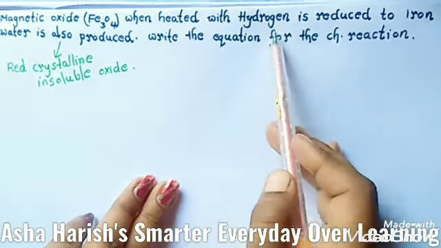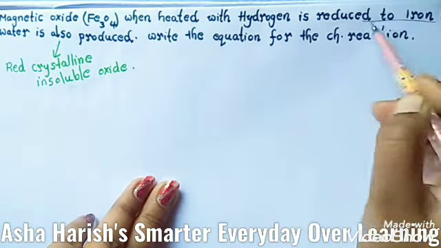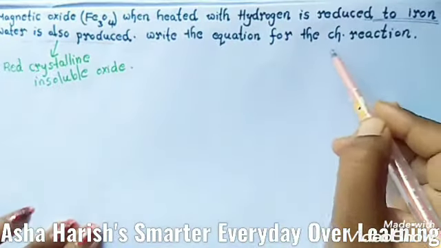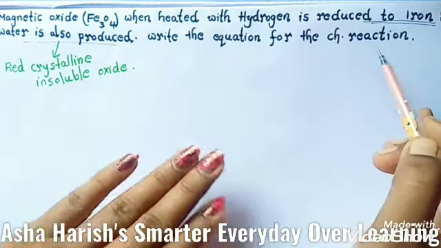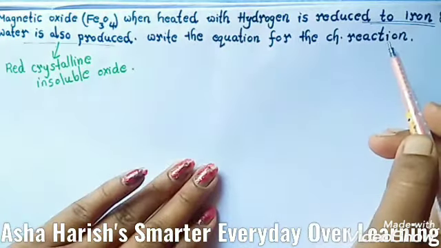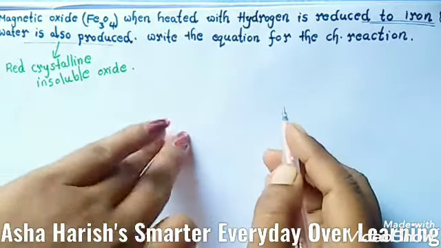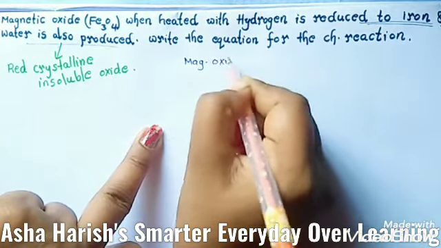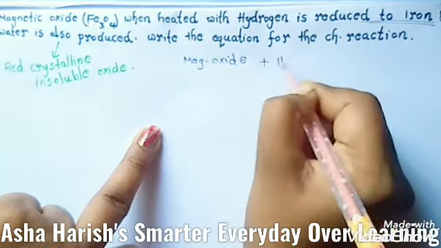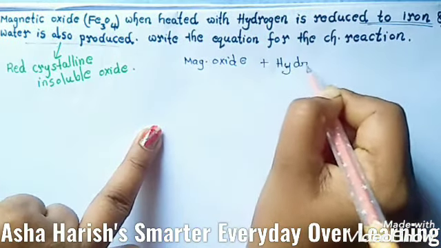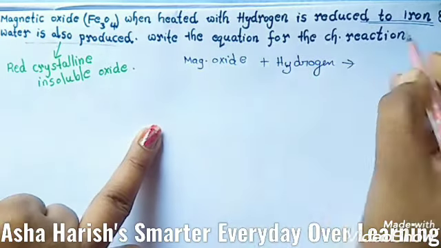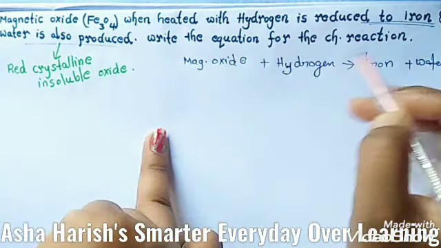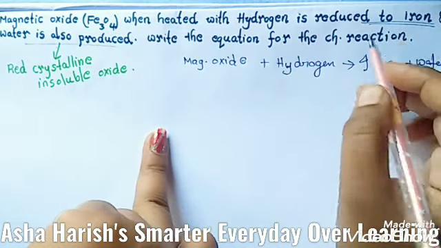When heated with hydrogen, it is reduced to iron and water is also produced. Write the chemical equation for this chemical reaction. Okay, now we have to write a balanced chemical equation for this. First of all, the reaction is magnetic oxide plus hydrogen, nothing but H2, gives rise to iron plus water. So this is the equation they have given in the question itself.